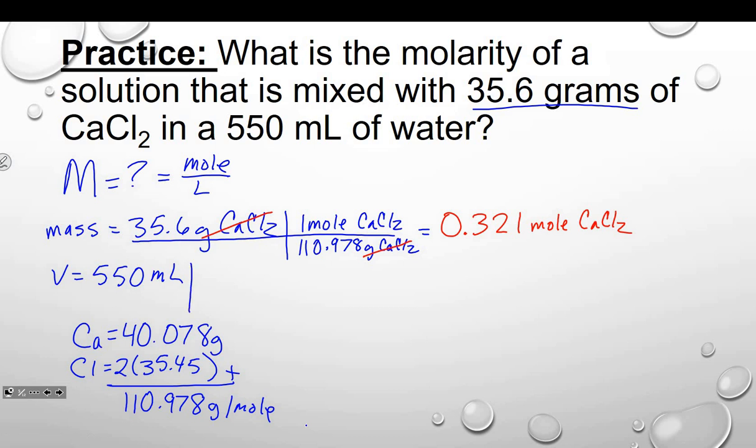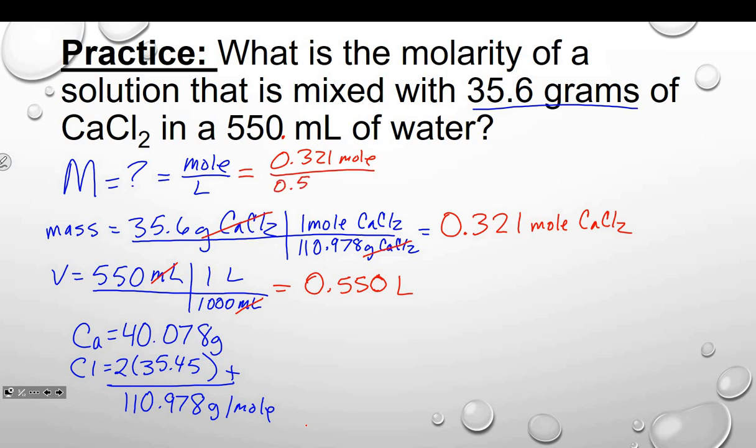Good. So we're going to take this, and I know in 1 liter there's 1,000 milliliters. Milliliters go out. 0.55. We'll take that as being a significant figure. Whoops, I wanted to put liters. So we'll take that as being there so we can have 3 sig figs. Okay, now what do I do? Now I can put it back up into this equation, right? So 0.321 moles divided by 0.550 liters will give me a molarity of calcium chloride.